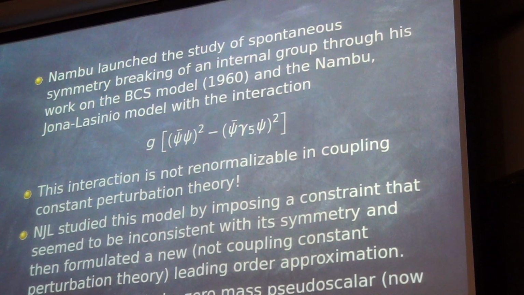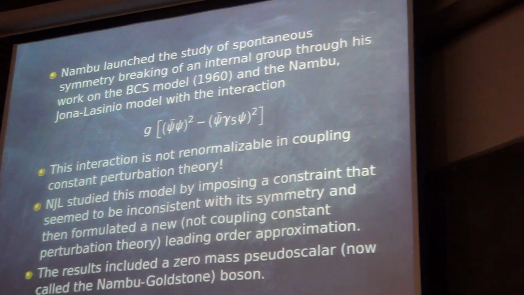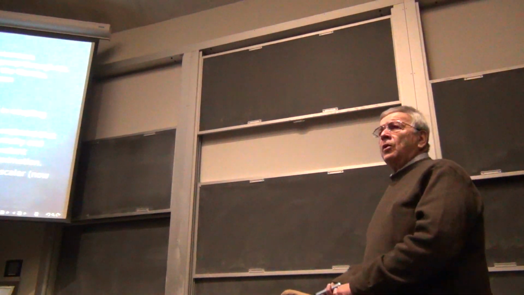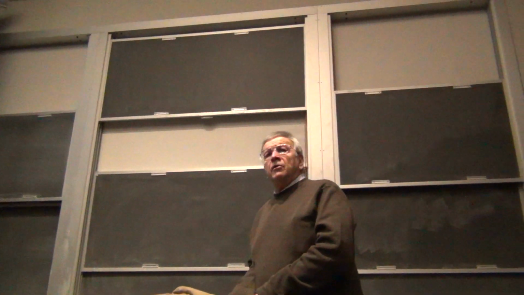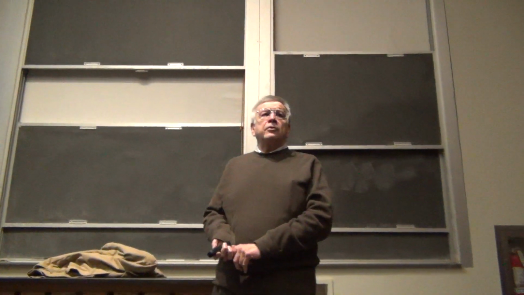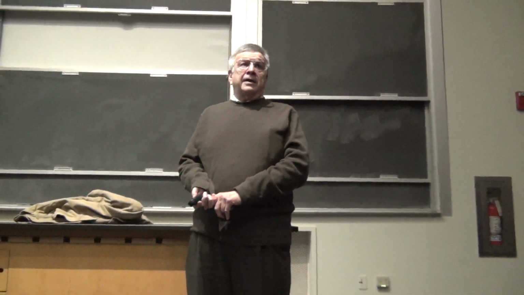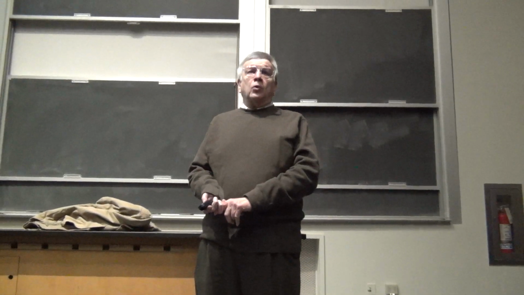You rapidly get infinities, and there's no way to control them with renormalization techniques, and it looks like approaching that theory through coupling constant expansions is impossible. However, Nambu and Jona-Lasinio had another idea. They thought that perhaps there was another expansion scheme. And indeed, they figured one out.